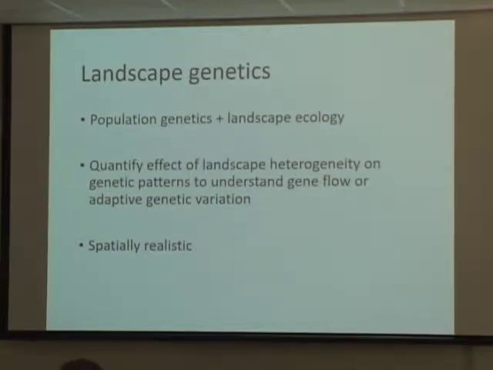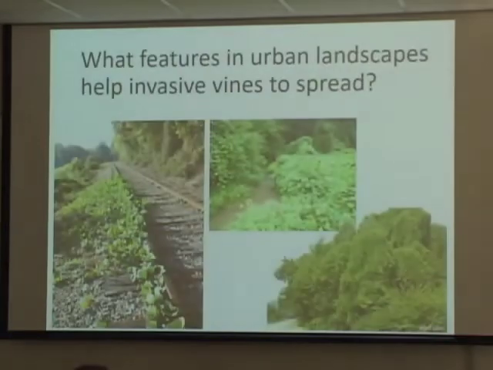Because intervening landscape between populations is quantified, I have to use tools specific to landscape genetics to answer the question, what features in urban landscapes help invasive vines to spread? So here I'm showing a picture of kudzu growing along a railroad, on the banks of a river, and along a road. If you can see the road right down here. And I hypothesize that plants may be spreading along these features because they're often found along these features. I have a lot of the collections near them.